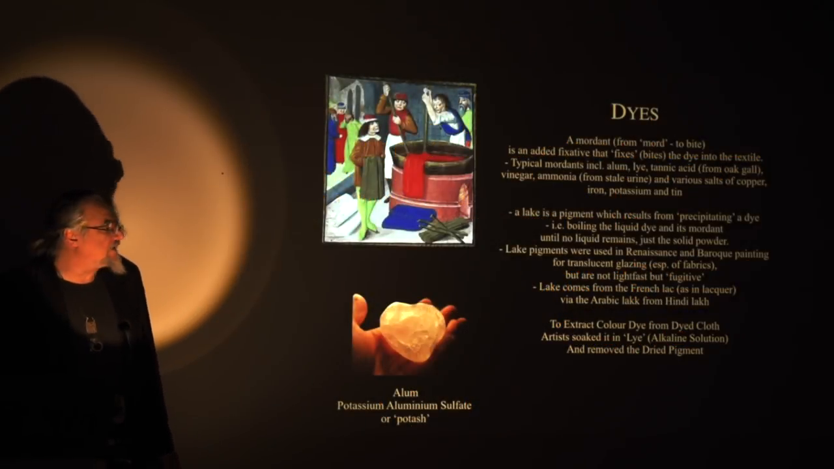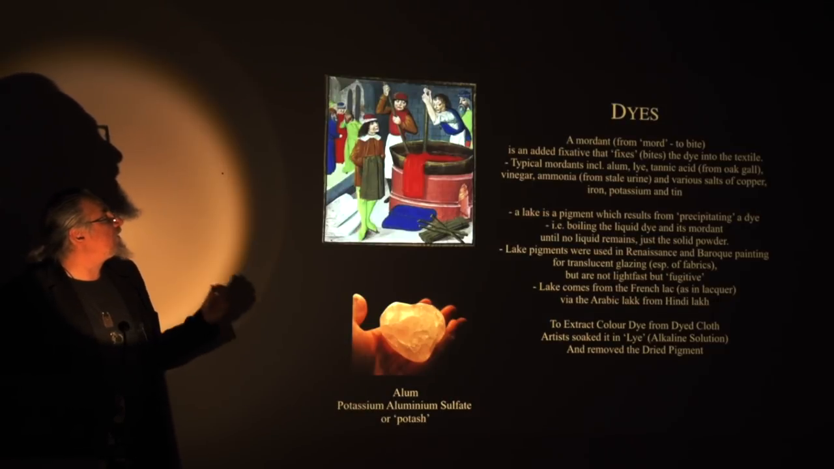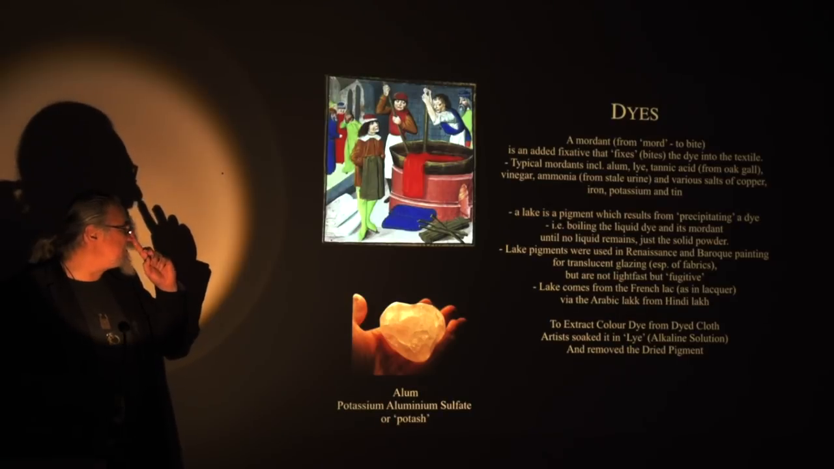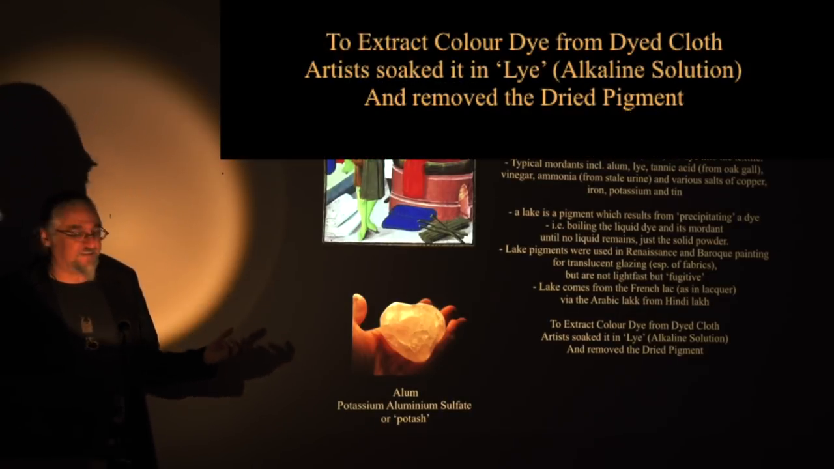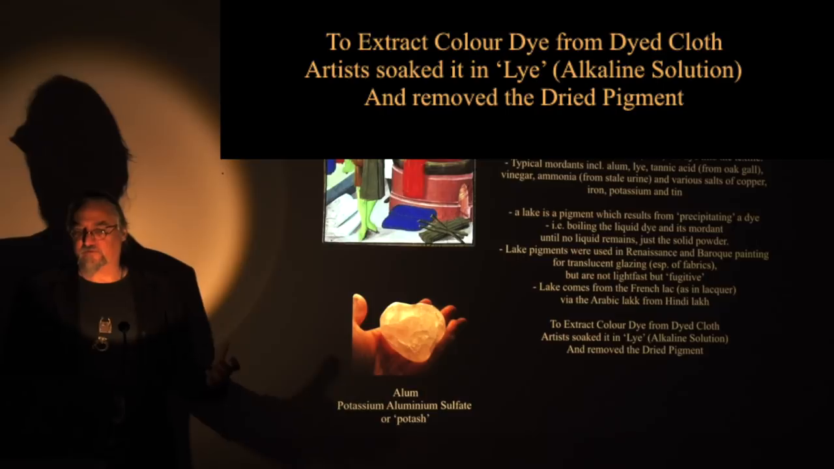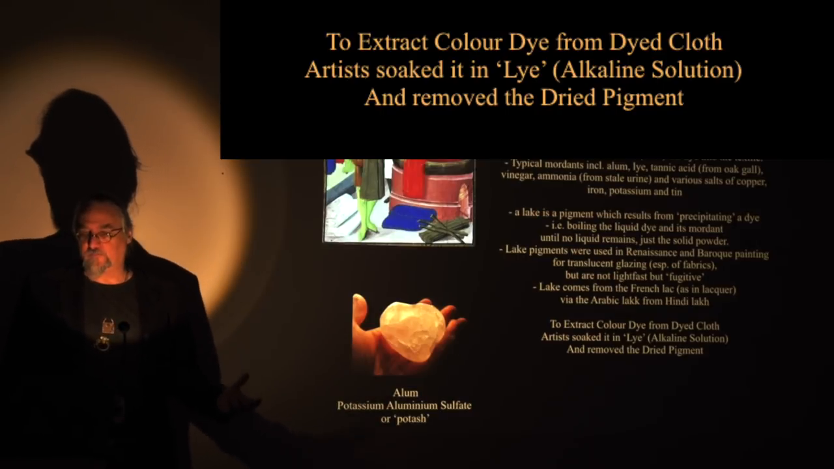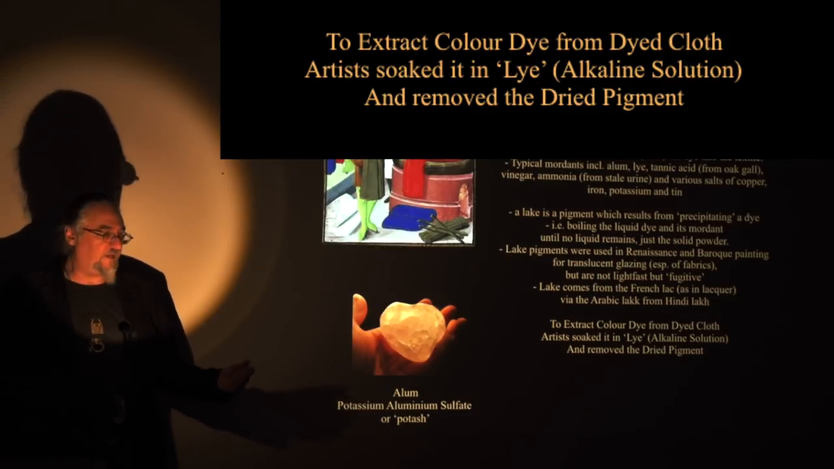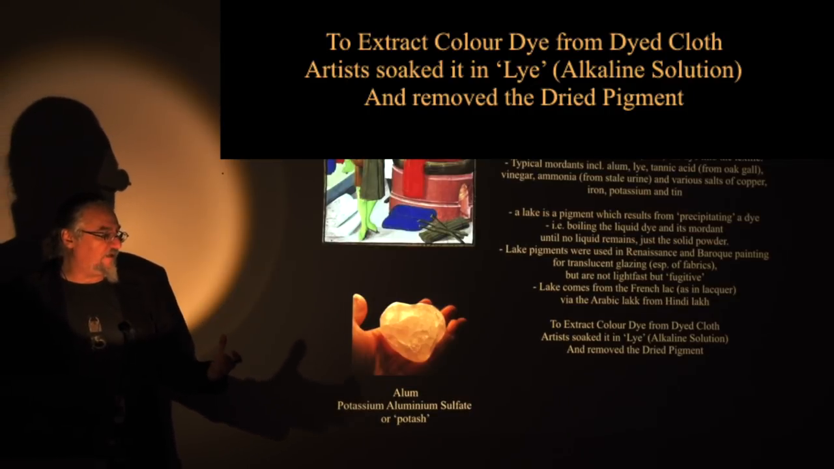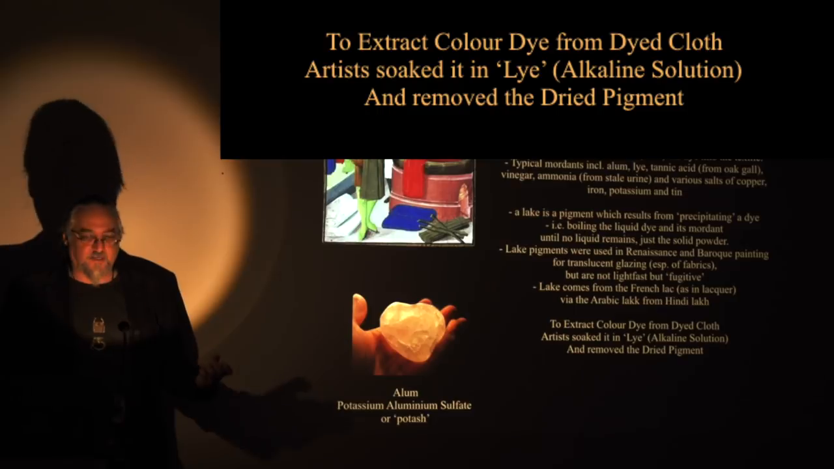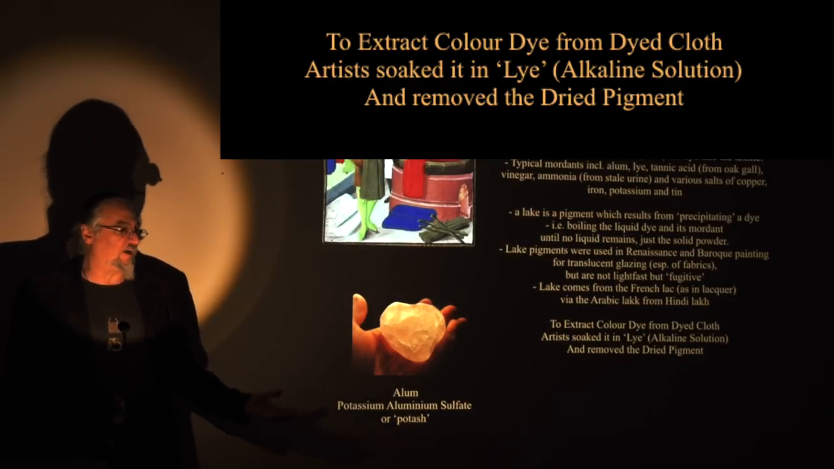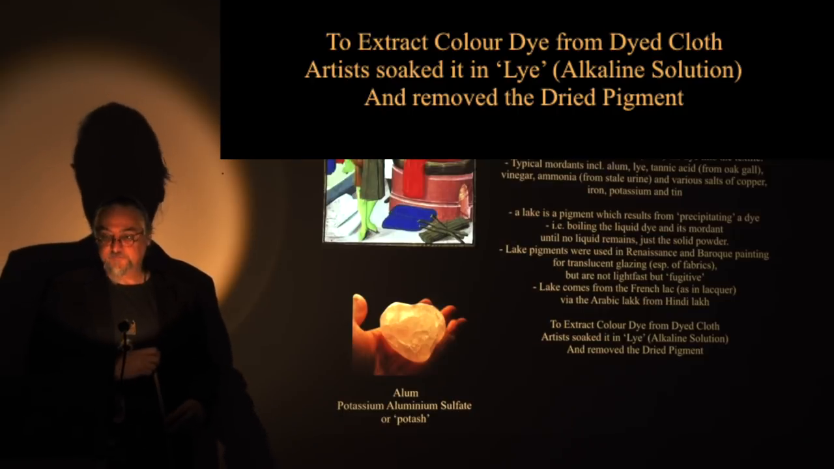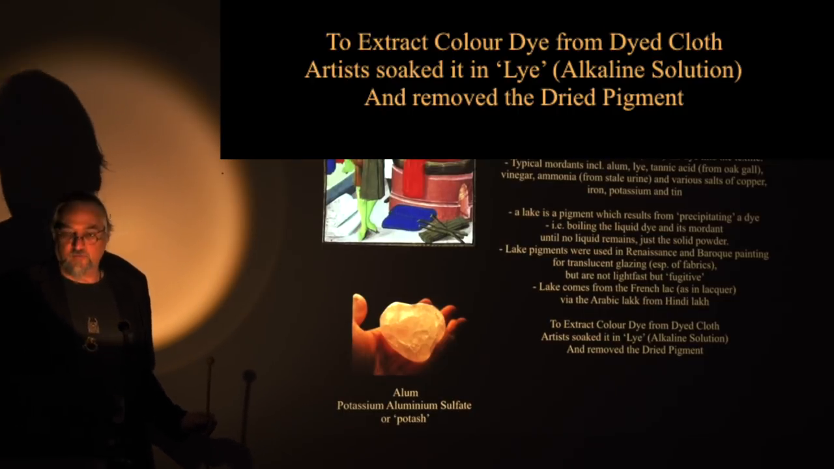So, it is interesting that what artists did during the Middle Ages and the Renaissance is that in order to extract the actual dyed color from the cloth, they would soak the cloth in lye, which is an alkaline solution, and then that would free the pigment, the dye, from the cloth, and they would dry it, and they would then use that by mixing it either with their egg tempera or with their oil to paint with.